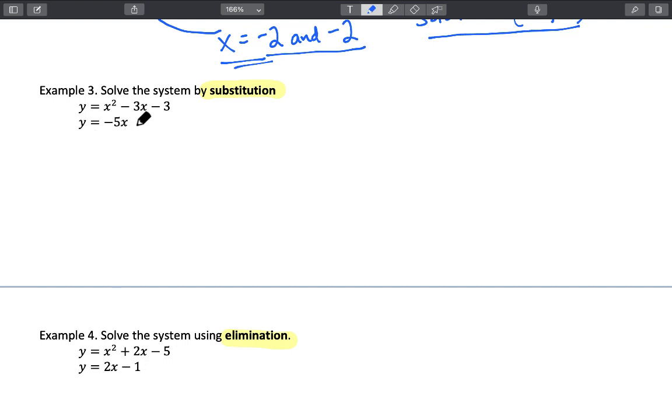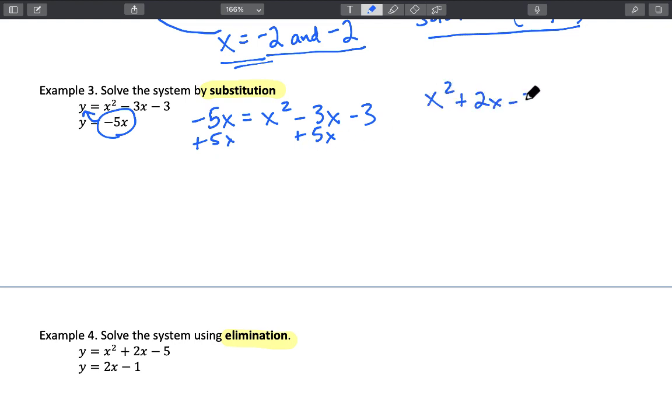We've got y equals negative 5x, y equals x squared minus 3x minus 3. So we're going to substitute this negative 5x in for that y. We got the equation negative 5x is equal to x squared minus 3x minus 3. Now we're going to add this 5x over, and we're going to combine it with the negative 3x. So our equation is x squared plus 2x minus 3 is now equal to 0.